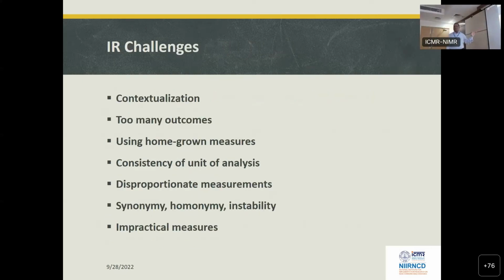So contextualization was an issue. Too many outcomes is an issue. Using homegrown measures: as I said, West Bengal is assessing on a different parameter and Kerala is assessing on a different parameter. At the central level, we cannot compare them. Then, consistency of unit of analysis.